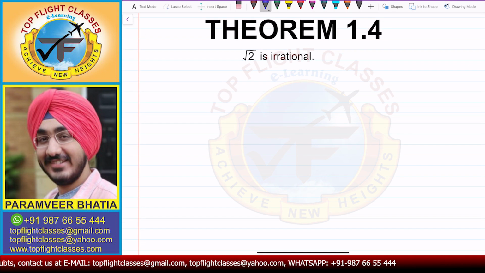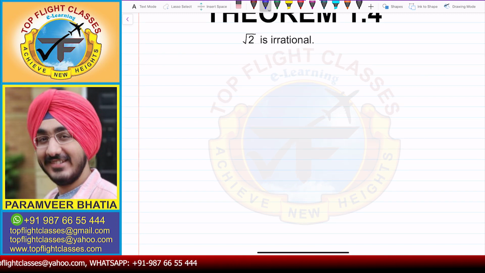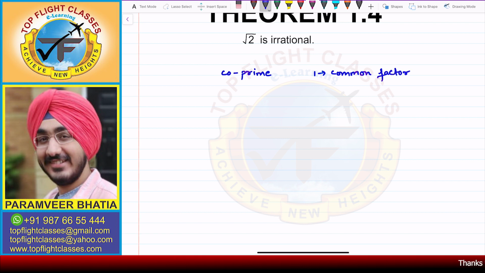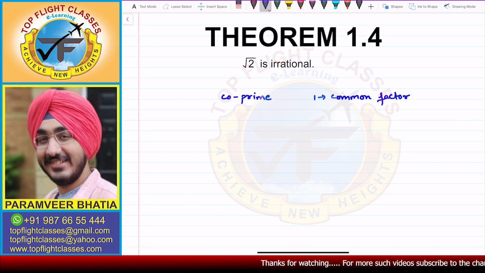Now we'll move on. So now theorem 1.4 says that root 2 is irrational. Now to prove this we must know one thing, which is what are co-prime numbers. Co-prime numbers are such numbers which have only one as a common factor. That means they have no common prime factors. They have only one as the common factor. So those numbers are co-prime numbers. Now to prove this, we will require co-prime numbers, and also we would want to know theorem 1.3. So theorem 1.3 becomes an important part in proving theorem 1.4.